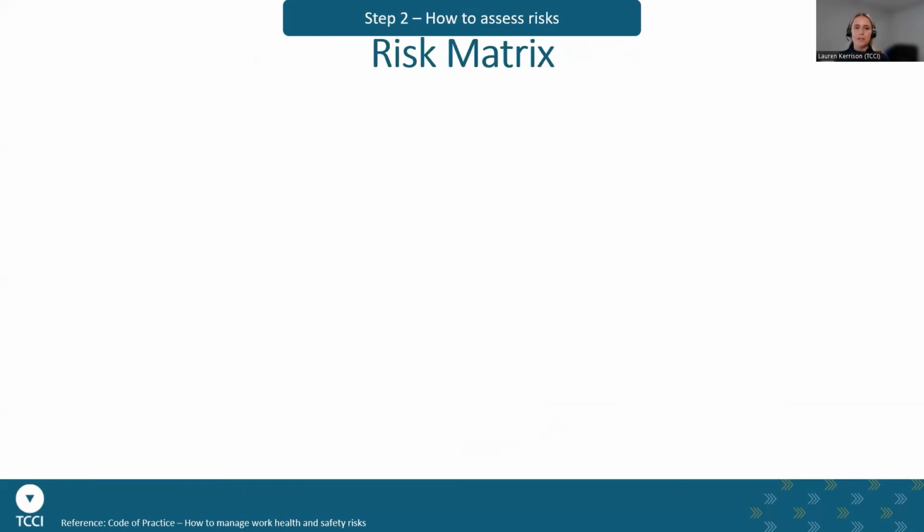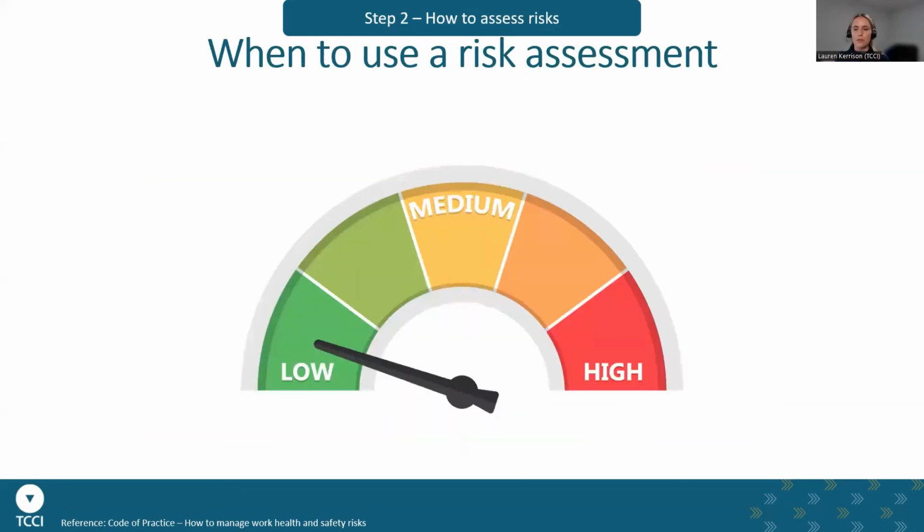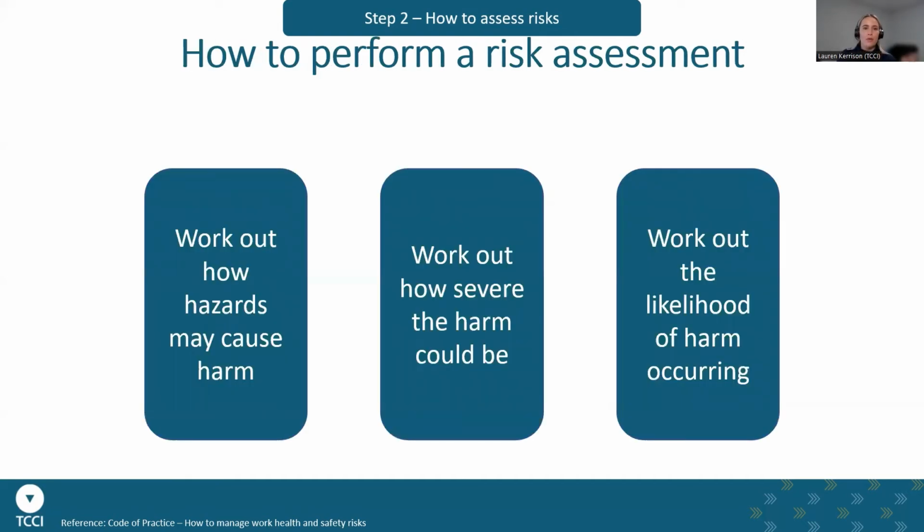So this is when this side of the risk assessment process is needed. How to perform a risk assessment. First of all, we want to work out how hazards may cause harm. Secondly, we want to work out how severe the harm could be, and then we need to work out the likelihood of the harm occurring.